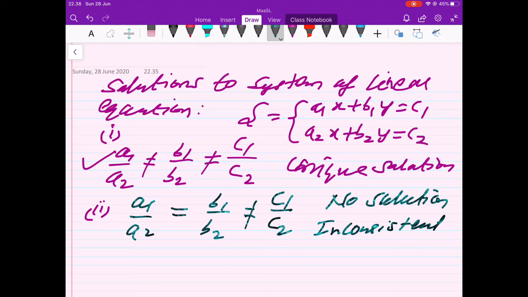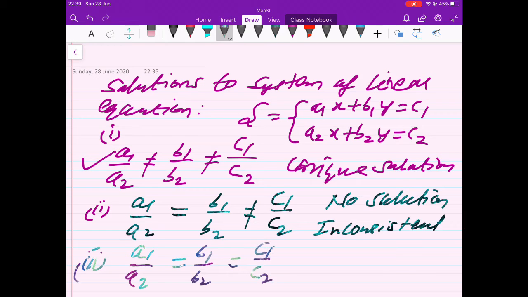Now the third condition is if the ratios of the coefficients of x in the first and second equations are equal to the ratios of the coefficients of y in the first to the second, and equal to the ratios of their constant terms, then the system has infinite solutions, infinitely many solutions, or we can say the system is consistent in this case.